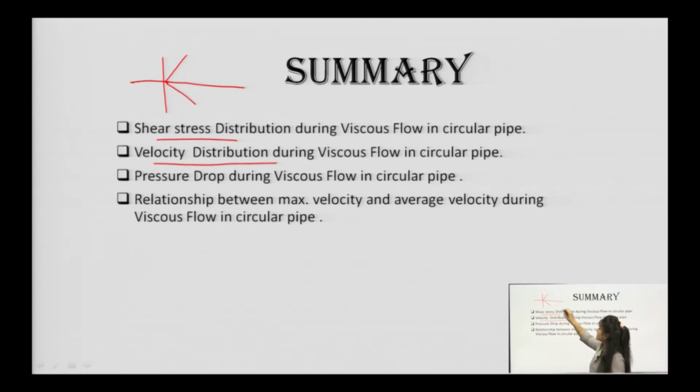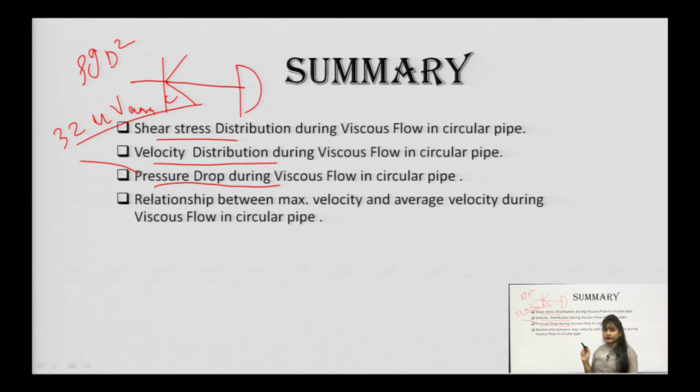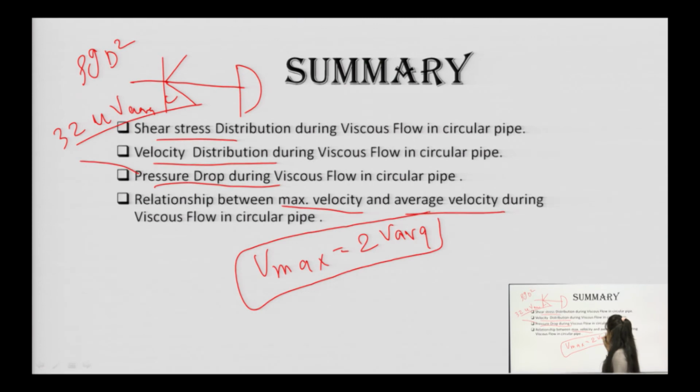The velocity distribution is parabolic. The pressure drop is in terms of 32 mu V average L upon rho g d square. And the fourth one we have studied is the relationship between the maximum velocity and the average velocity, which is V max equals 2 times V average. This entire lecture covers only mathematical expressions, nothing more conceptual, with a bit of mathematics applied and a few laws like the summation of net forces.